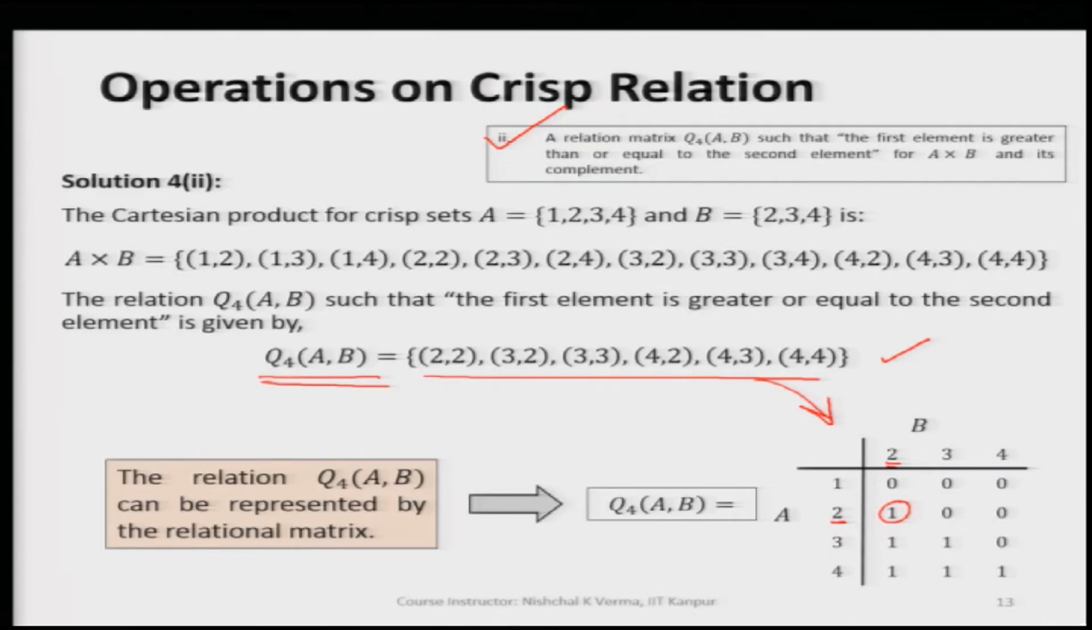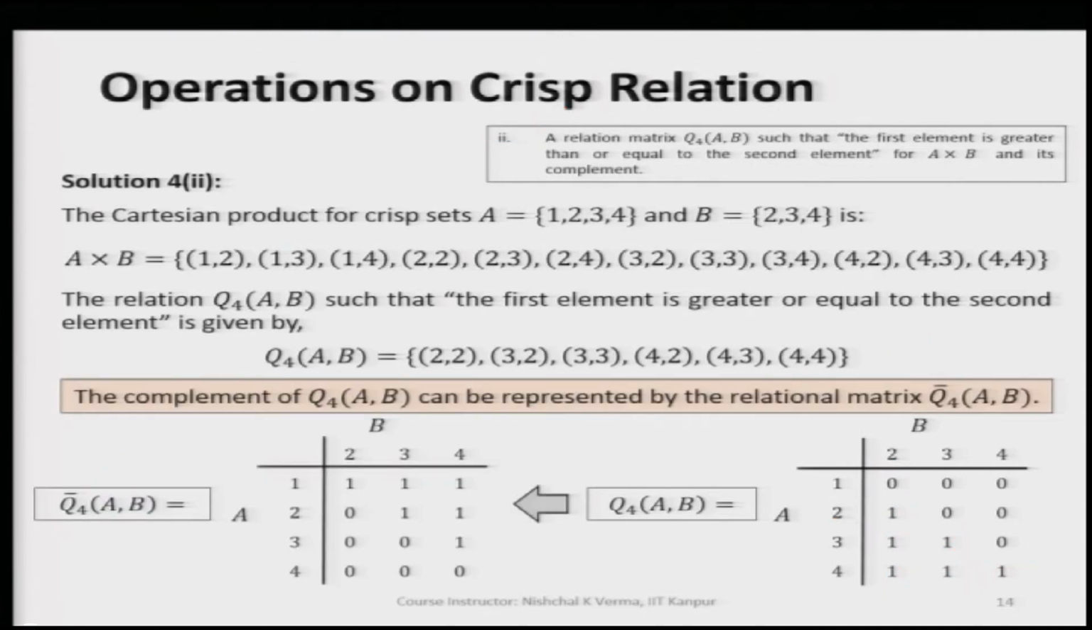So, that is why, since this is existing here, 1 has been put here as one of the elements of the relation matrix. Similarly, here 3 2 is also existing, then 4 2 is also existing, and then 3 3 is existing, 4 3 is existing, and then 4 4 is also existing in the Q4 A comma B set. No other elements are existing. So, that is why other elements have been put as 0.